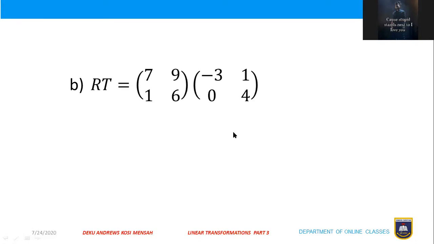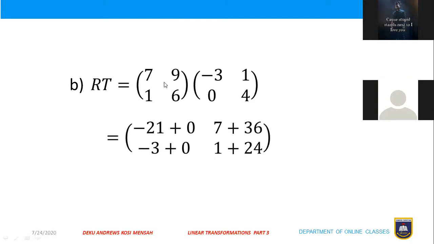Okay. So let's compare our answers now. So if you expand this, we have the next step. Negative 21 plus 0, 7 plus 36, negative 3 plus 0, 1 plus 24. So we have negative 21, 43, negative 3, 25. That is your answer.